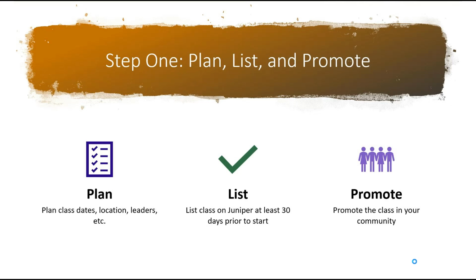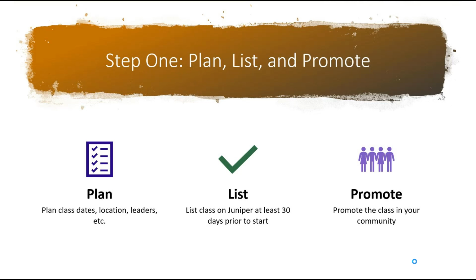By planning the class, I mean planning what dates the class is going to be on, where it's going to be, who the leaders are going to be, what days of the week and times, etc. Once you have all of those details finalized, you can then add the class to yourjuniper.org. And we ask that you please do this at least 30 days prior to the first class session. This way, participants are able to find the class online and register for it if they're interested.